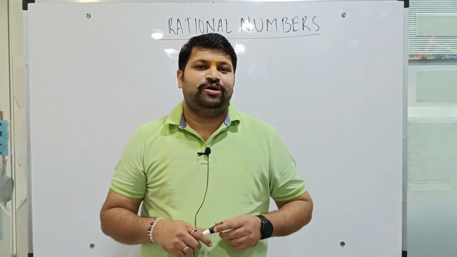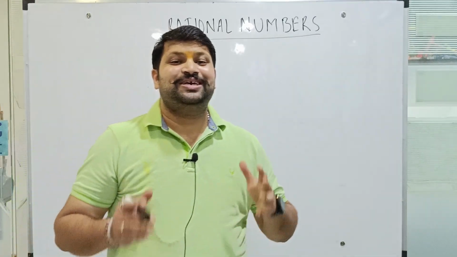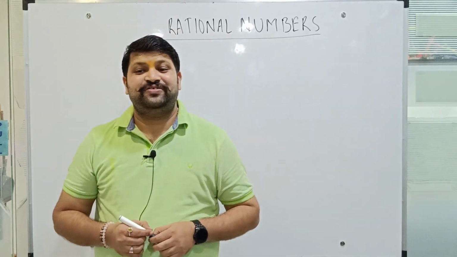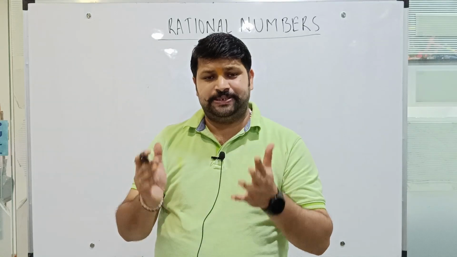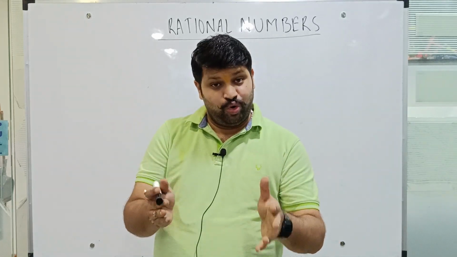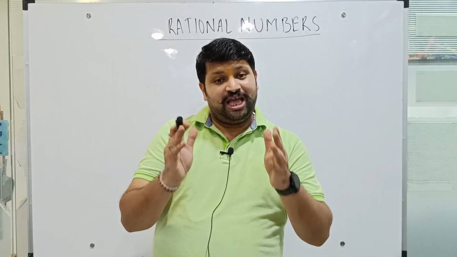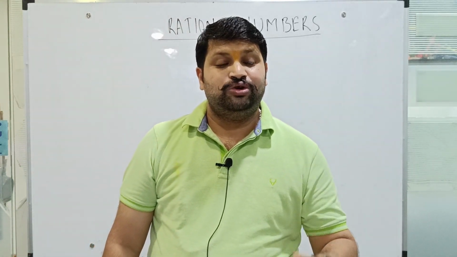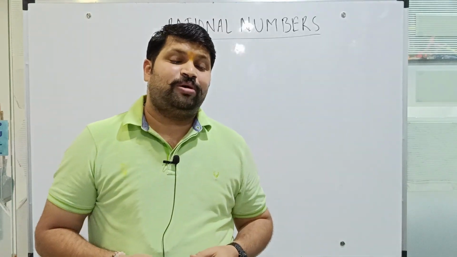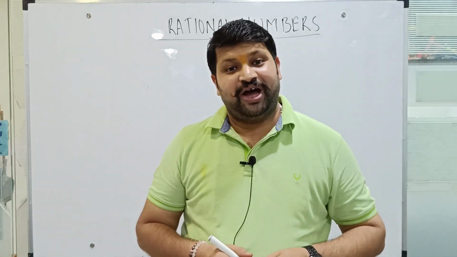Now let's go ahead with the next property, that is existence of additive inverse. So what do we mean by existence of additive inverse? There is a number which would exist, and if it is added to the given rational number, then the final answer would be equal to 0. So now the next property that we are going to talk about is additive identity.